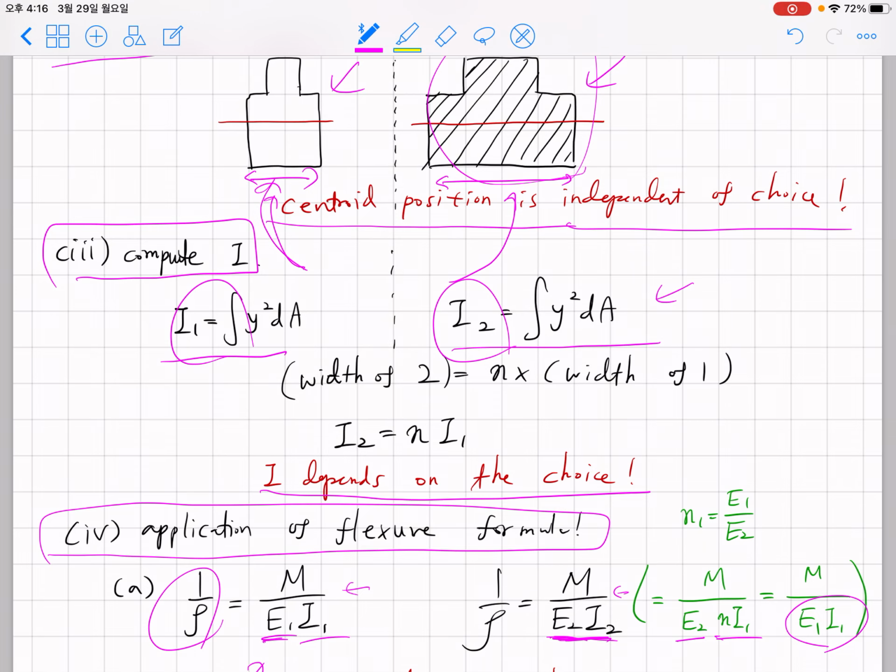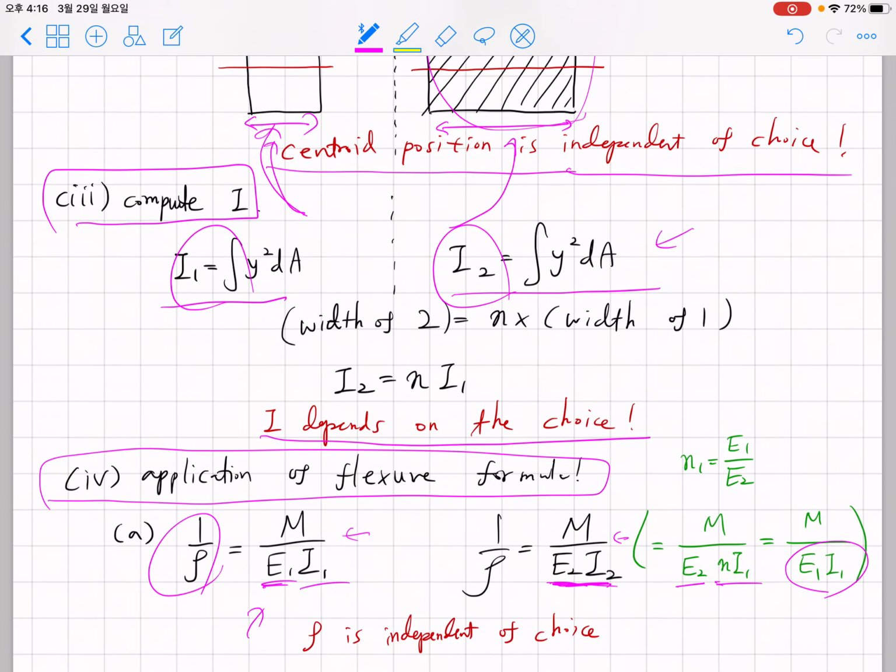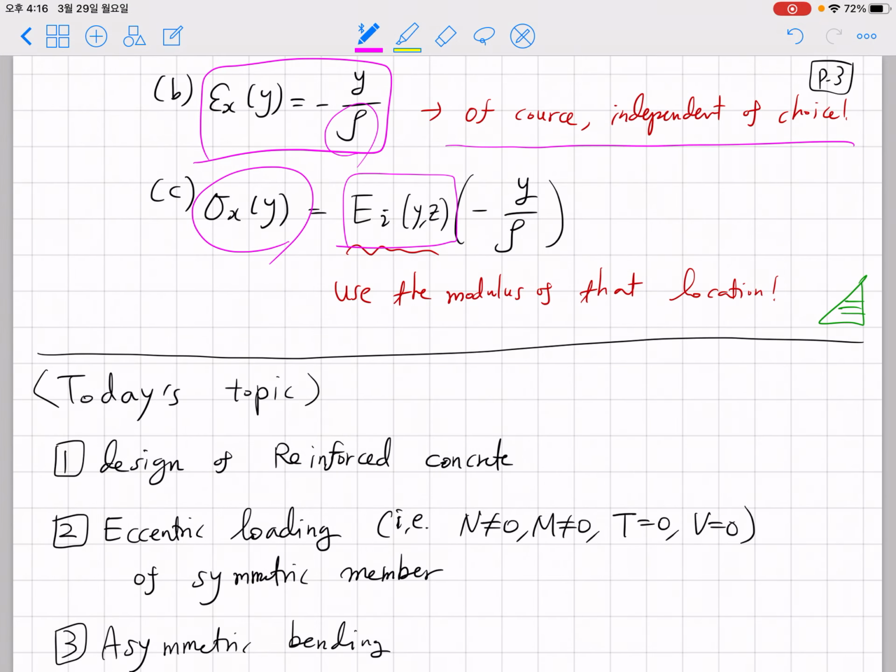Other than that, the final answers you're going to have are the bending radius of curvature, strain distribution, and stress distribution, and all of these final answers are independent of choice. Okay, so with that, I can finalize the review of the previous content, and we're going to start discussion on new concepts in the next video.